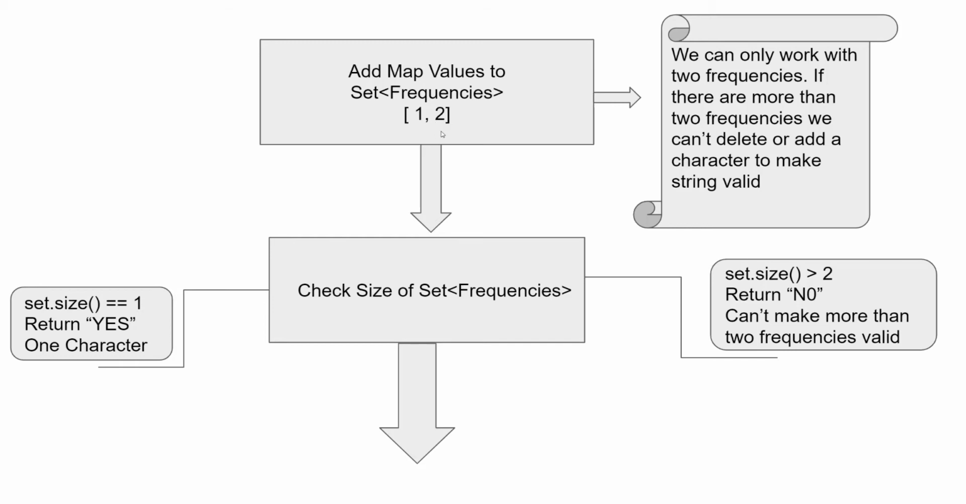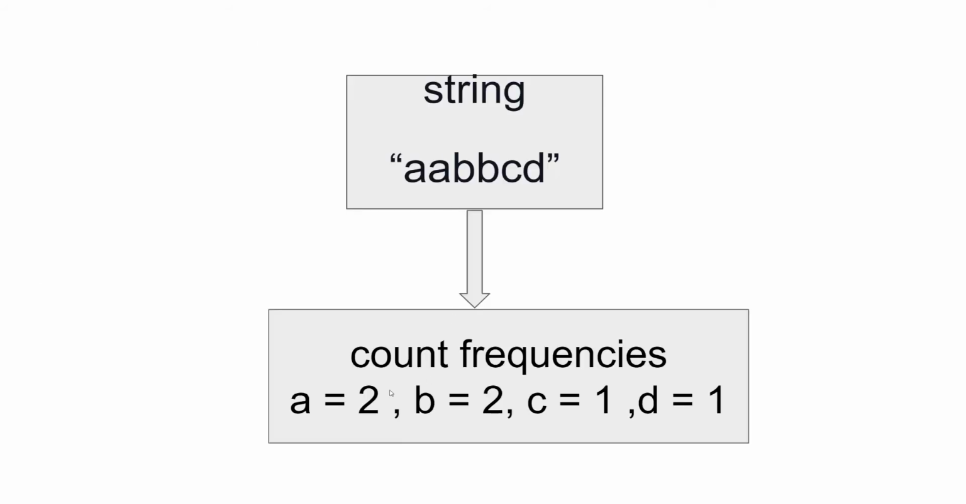All right. So in this case, I have a little note here that says that we can only work with 2 frequencies. And if there are more than 2 frequencies, we cannot delete or add a character to make the string valid. So in this case right here, we have 2 frequencies. We just have 1 and 2, all right? And like I said before, we have 2 occurrences of 2 and 2 occurrences of 1.